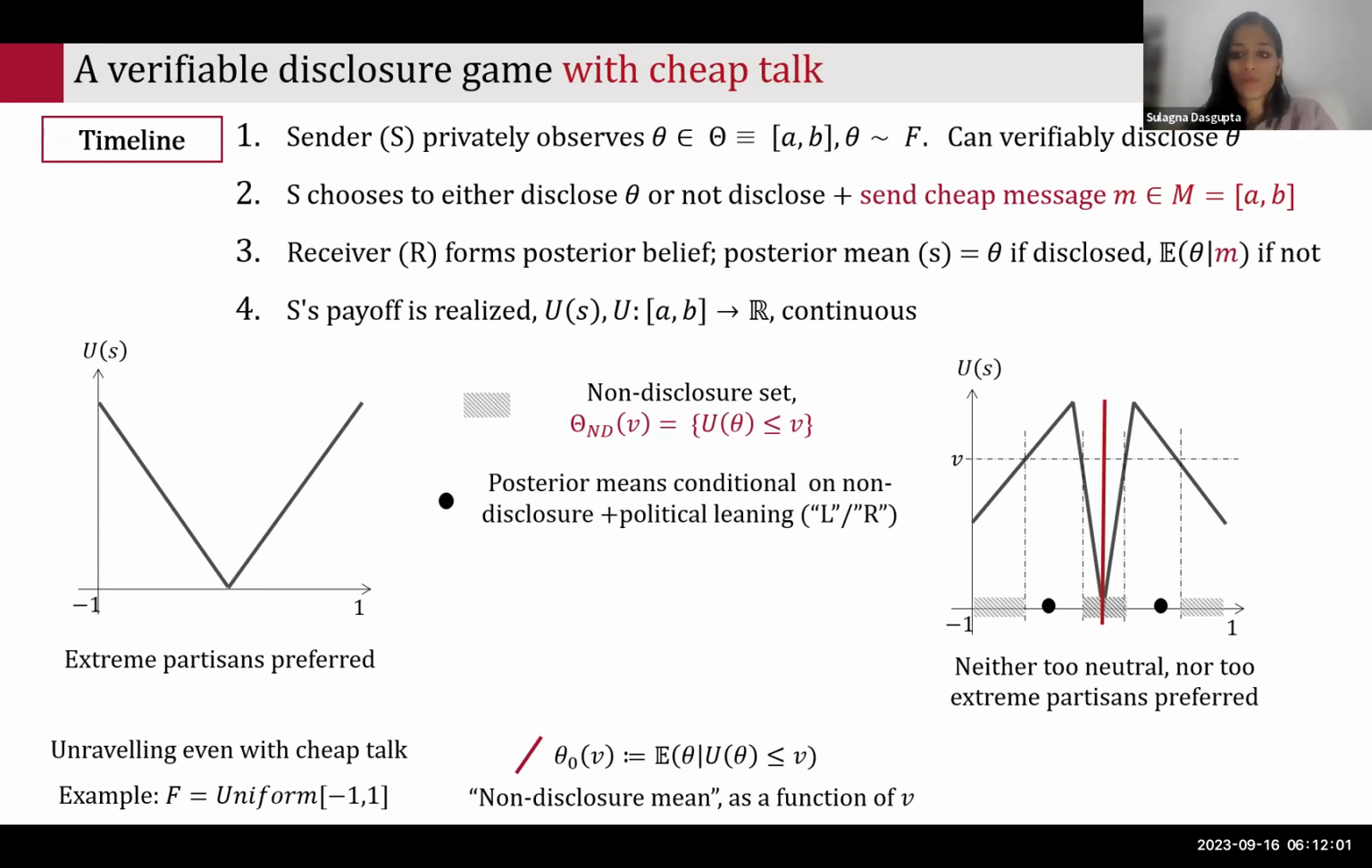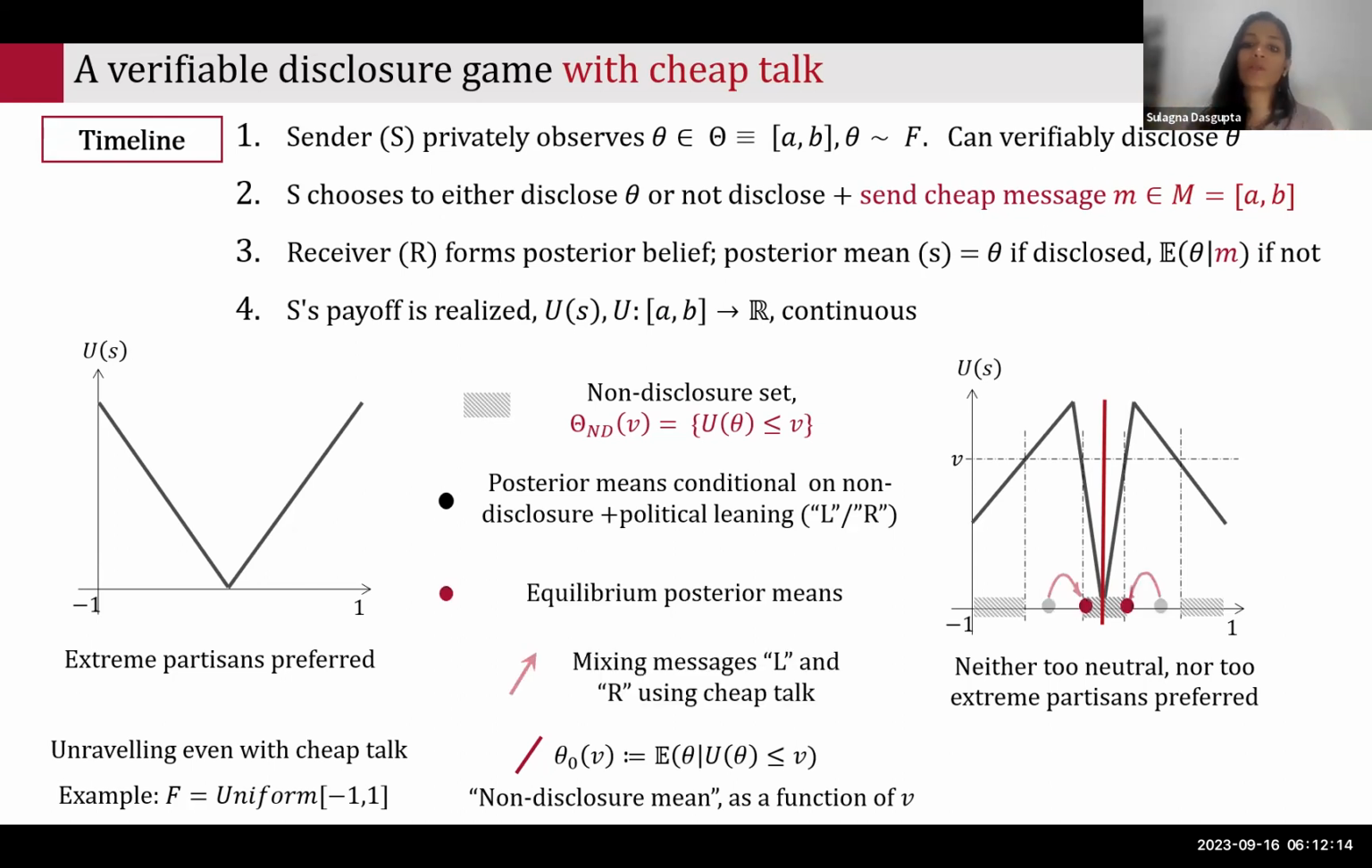And this is exactly where the role of cheap talk comes in. Because we have cheap talk, instead of truthfully declaring right or left after non-disclosure, as I just said, the sender can mix the two messages, which brings the posterior means closer towards the unconditional non-disclosure mean, as shown with the red arrows. I can mix the right and left messages to bring the posterior means closer to the positions of the red dots, which actually constitute an equilibrium. The red dots are equilibrium posterior means here, which are possible because of cheap talk. Taken together, what does that show us? It shows us that unraveling does not occur if and only if cheap talk is available in this example.